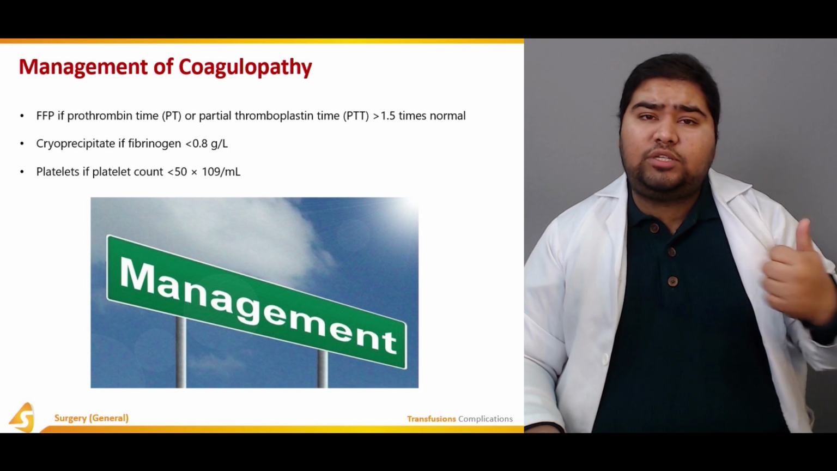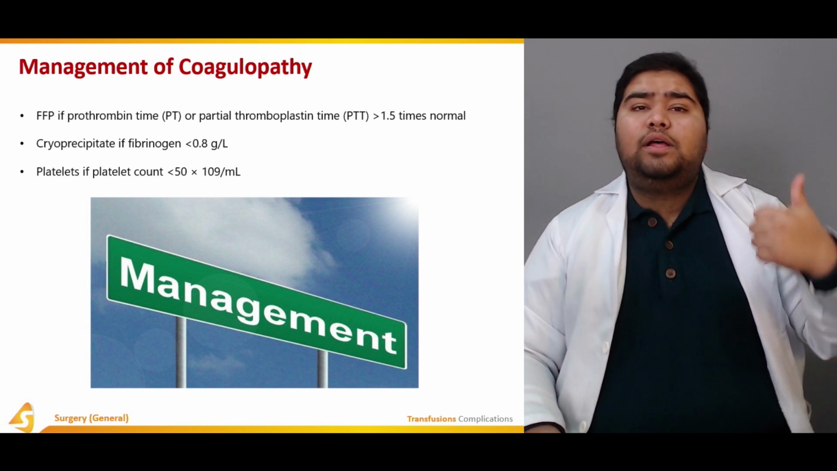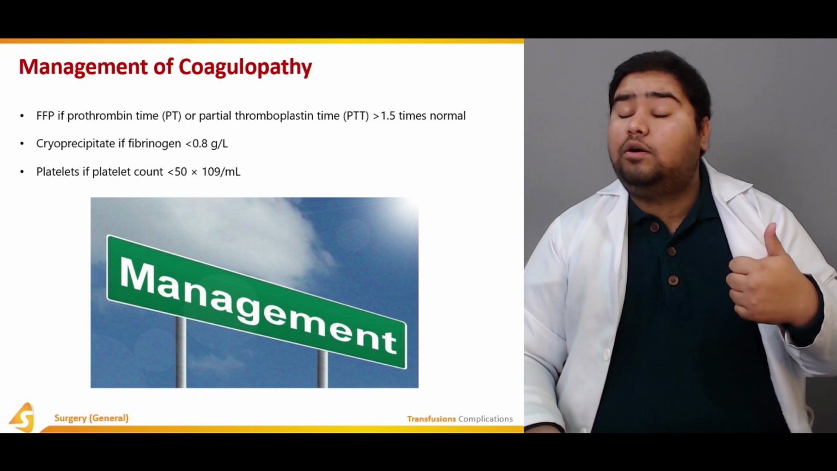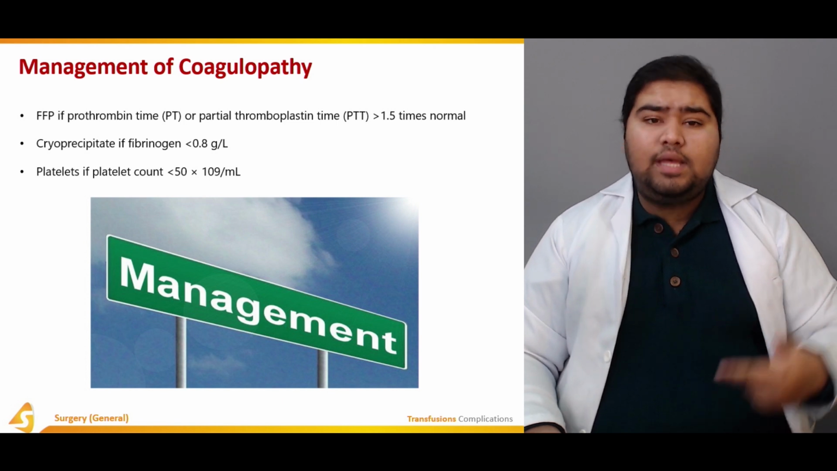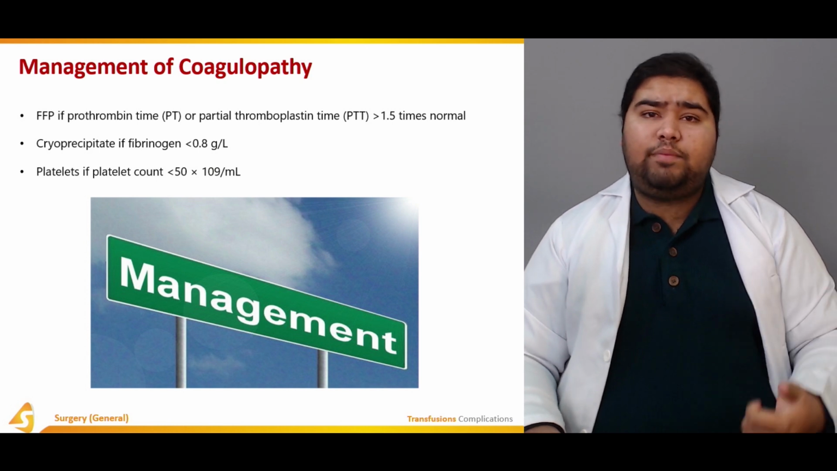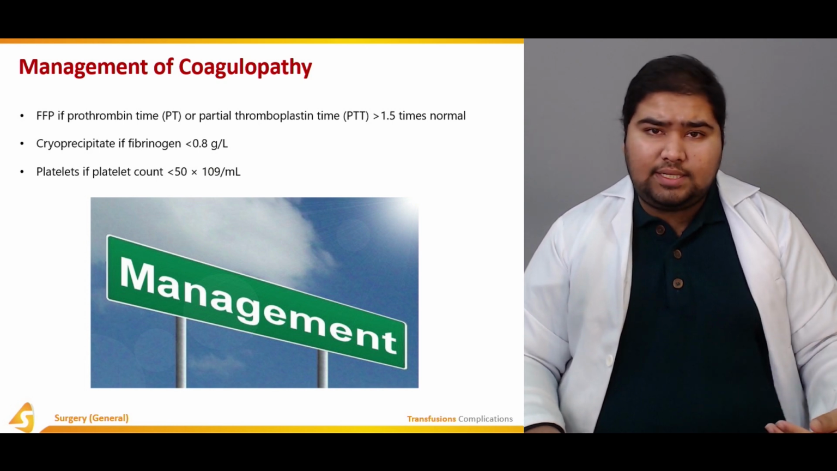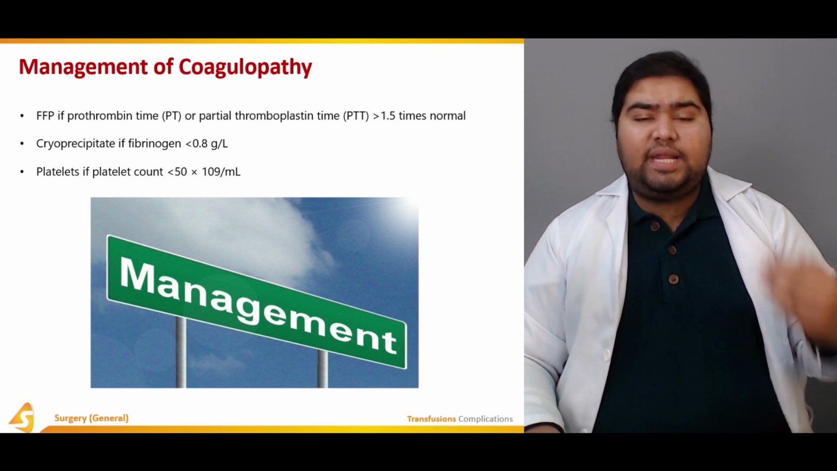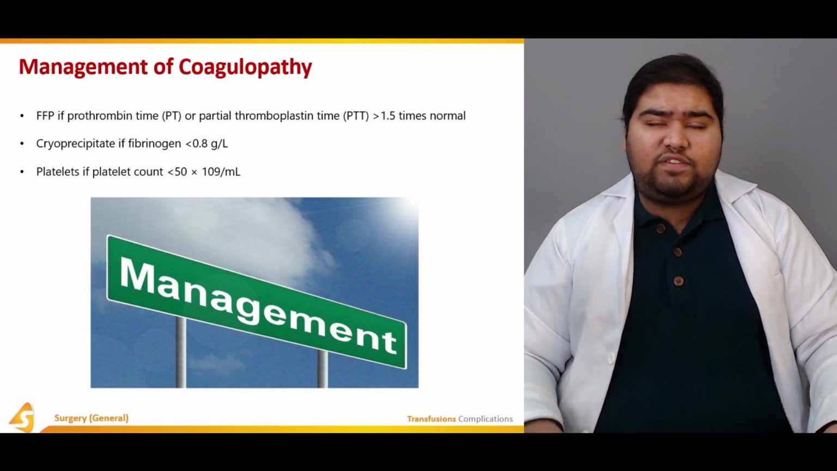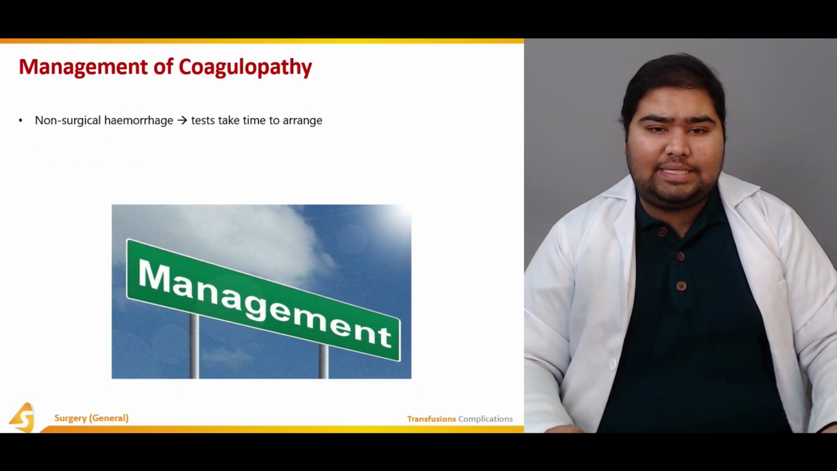So there are 3 important transfusion criteria: fresh frozen plasma for PT or PTT more than 1.5 times normal; cryoprecipitate when fibrinogen is less than 0.8 grams per liter; and platelets when the platelet count is less than 50 exponent 9 per liter.